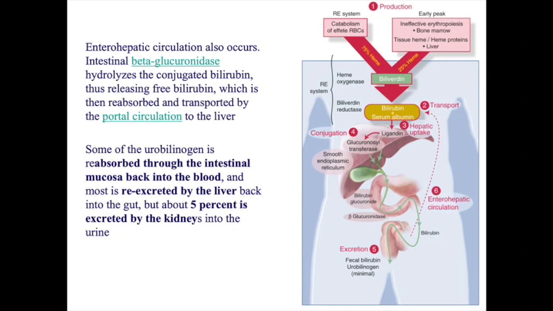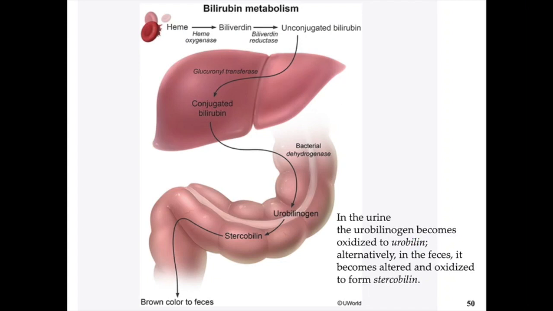Okay, so basically this is a very important cycle. You can pause here and use this picture to see if you understood all the details, or use, for example, this picture. So heme, biliverdin, unconjugated bilirubin, conjugated bilirubin, urobilinogen.